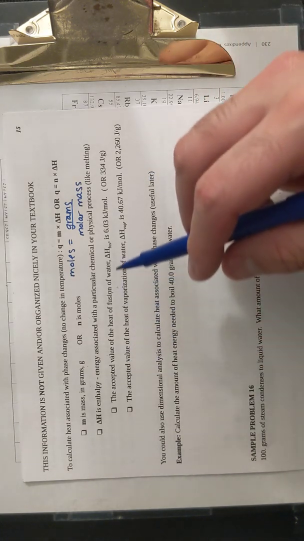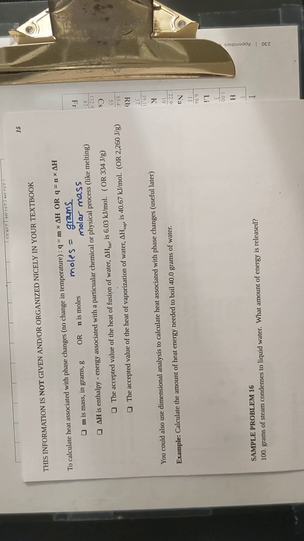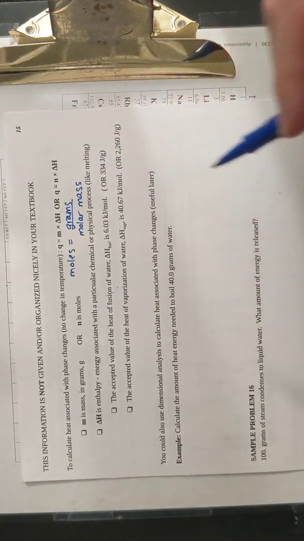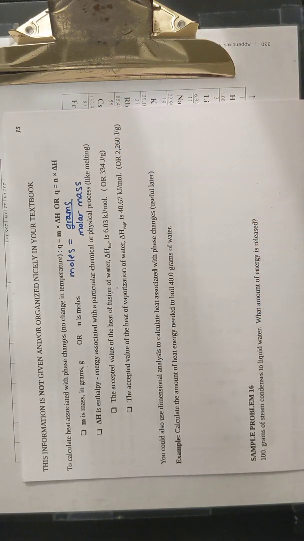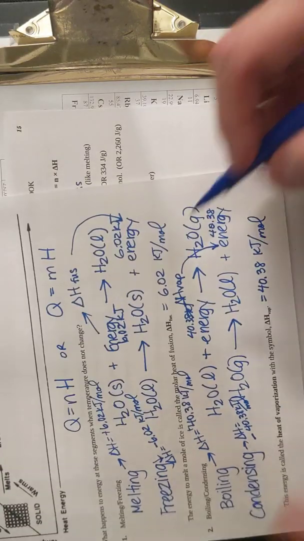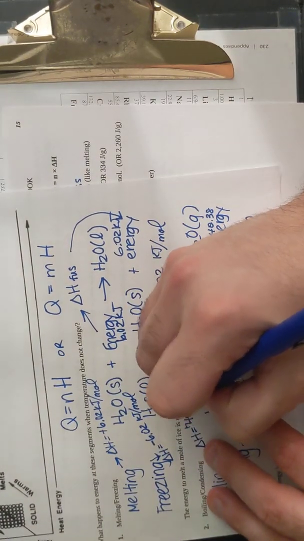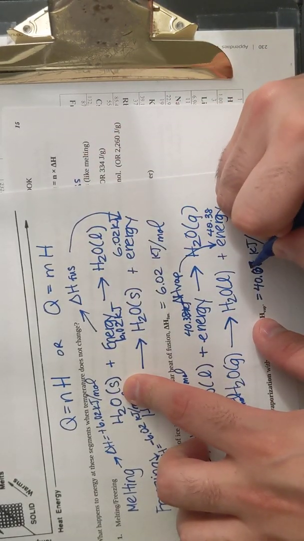The accepted value for the heat of fusion of water is 6.03 kilojoules per mole, or 334 joules per gram, and the accepted value for the heat of vaporization of water is 40.67. I said 40.38, but it depends on literature and textbooks. I'll just change this because I have it on the next page. It is off the top of my head too. Certain textbooks have different values because of dating, okay?